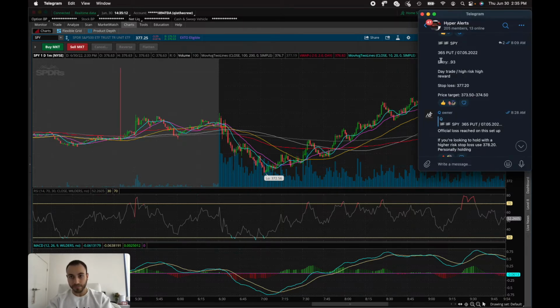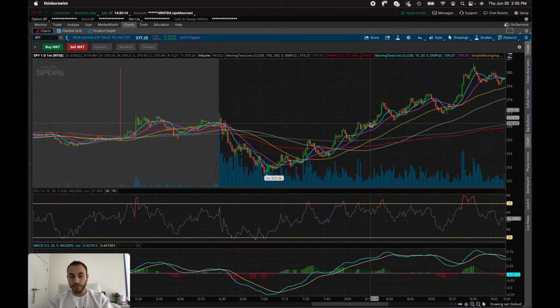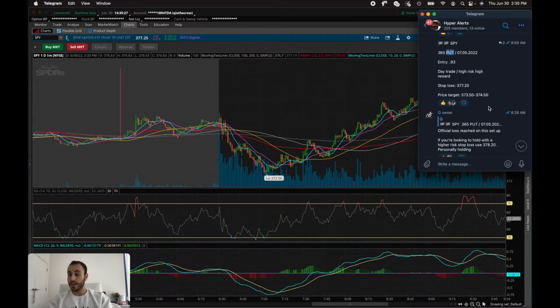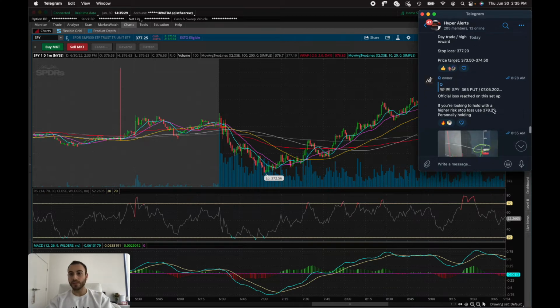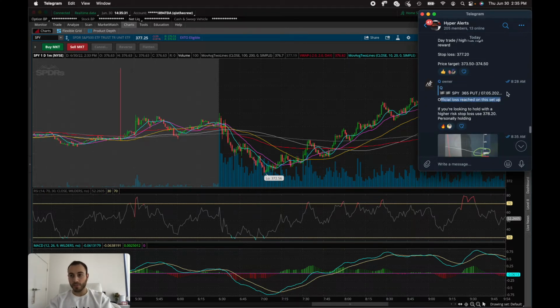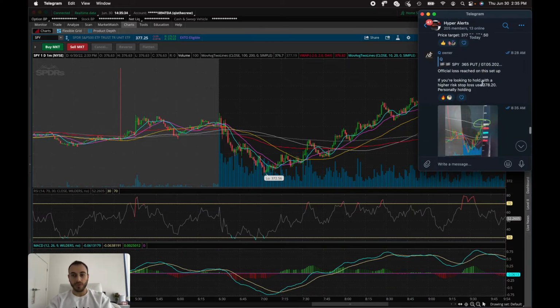You can see that our entry at 8:09 a.m. was right below high of day because we were expecting, again, puts, we were expecting the market to turn back down, but unfortunately it didn't do so. It broke above 377.20, facing our stop loss. But we got a little greedy and we held a little bit longer. We said official stop loss reached on this setup. Let's hold for a 378.20.